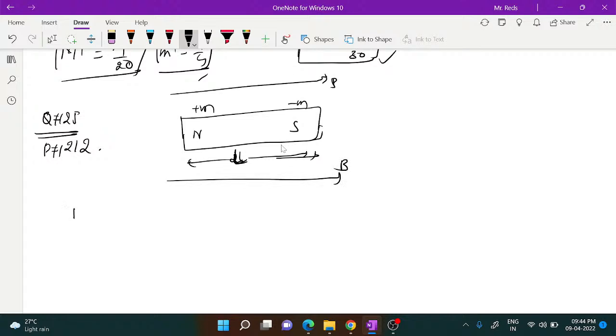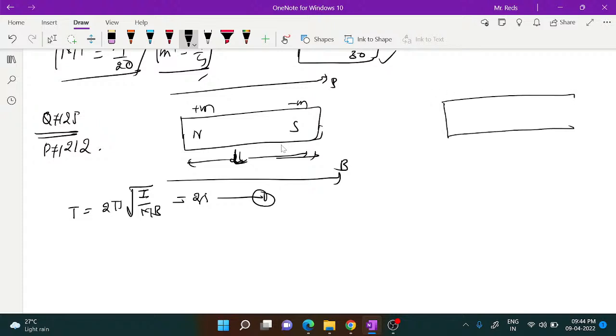B, is T equal to 2 pi times the root of I by mB, where I is the moment of inertia, m is the dipole moment, and B is the uniform magnetic field. This is given as 2 seconds. Let us take it as equation 1. Now the second case is, if it is cut into 4 equal parts.